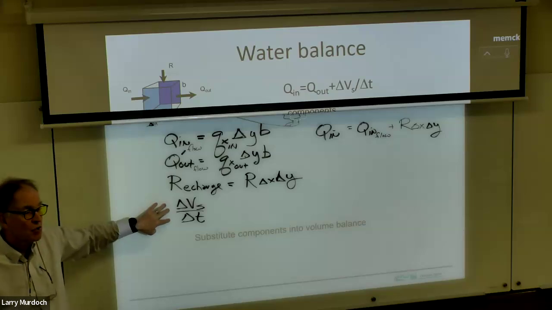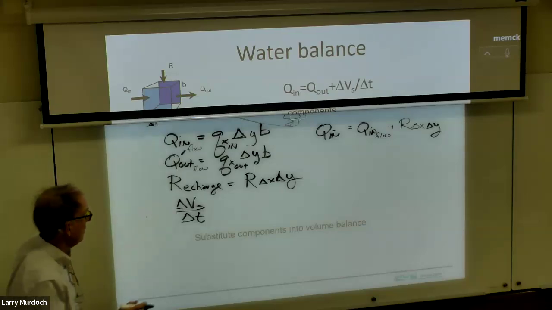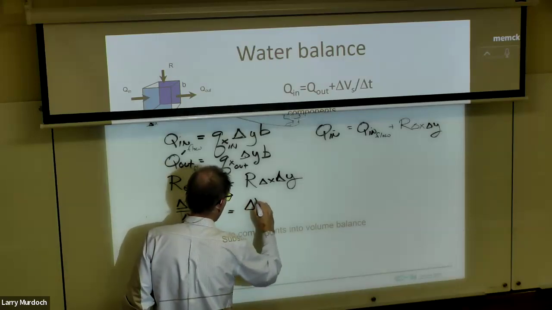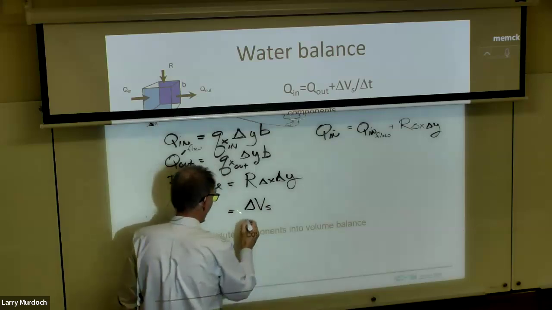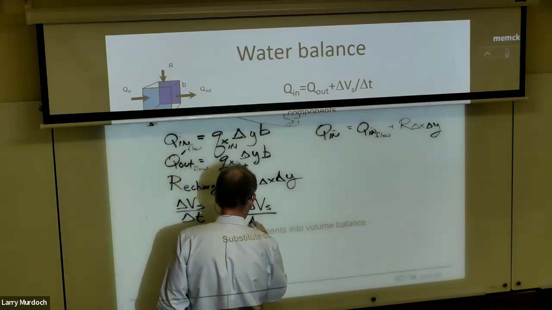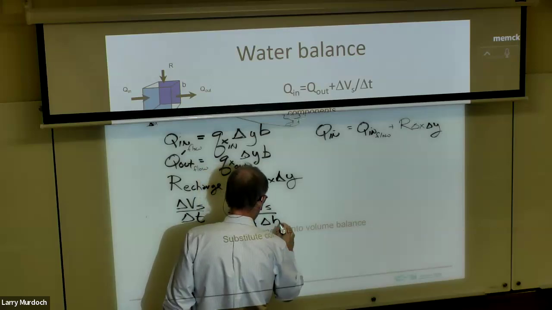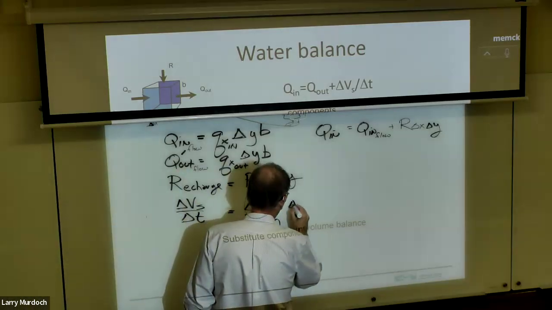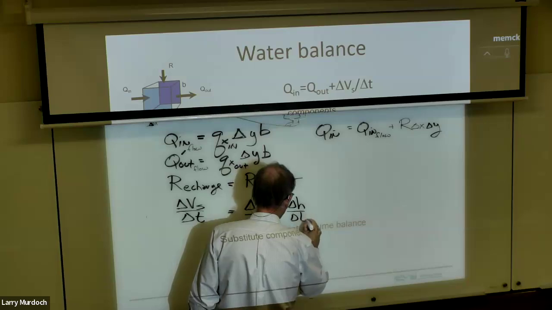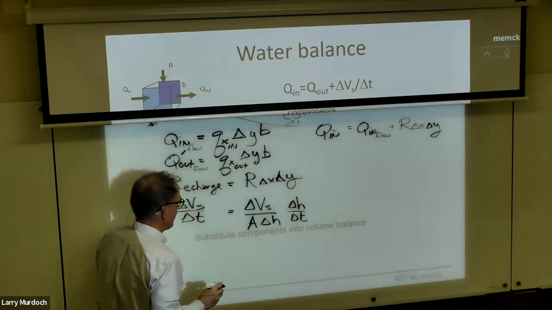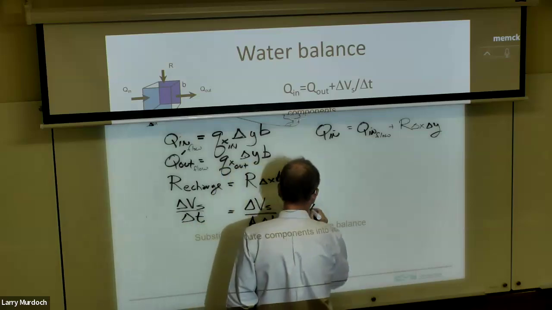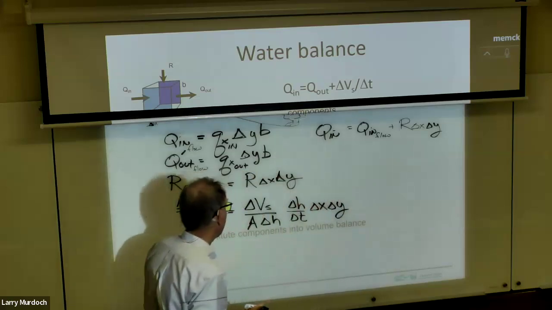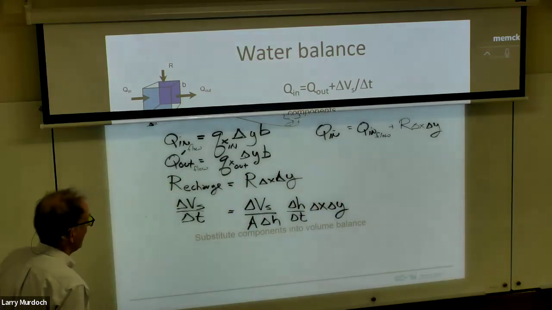Okay, so change of volume stored with time. Here's how we're going to do that. We're going to have the change in volume stored per area per change in head. And then I'm going to multiply by change in head, change of time. And I'm going to multiply by delta X, delta Y.